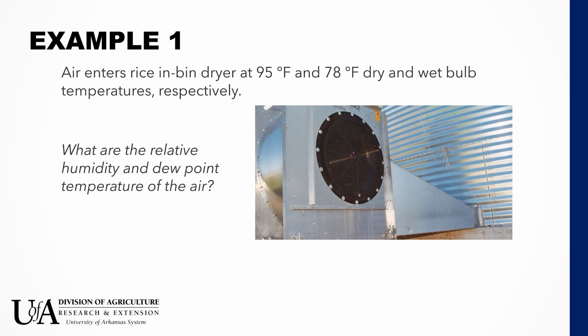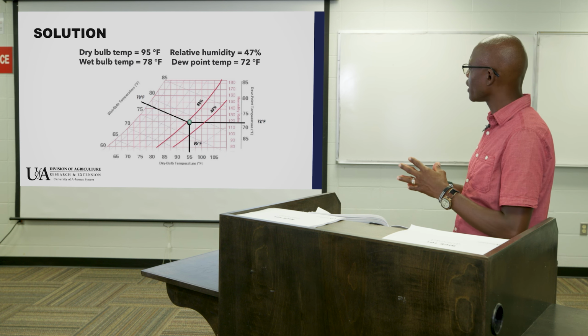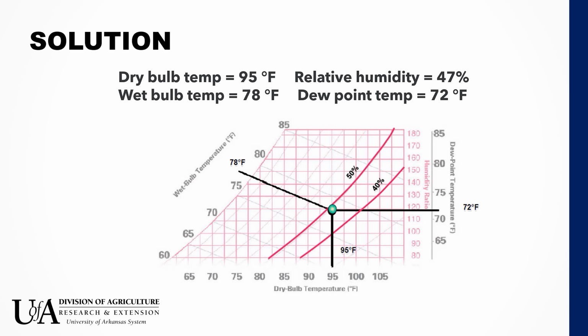Now, in this first problem, air enters a rice bin dryer at 95 degrees Fahrenheit and 75 degrees Fahrenheit dry bulb and wet bulb temperatures, respectively. We are being asked what are the relative humidity and the dew point temperatures of this air. As I mentioned, we have two parameters that are known, the dry bulb temperature and the wet bulb temperature. So it's easy for us to go on a psychrometric chart and locate those two points. And where they intersect, we should be able to read the relative humidity. In this example, if you do it right, you'll find that the relative humidity is 47%, and the dew point temperature is 72 degrees Fahrenheit.